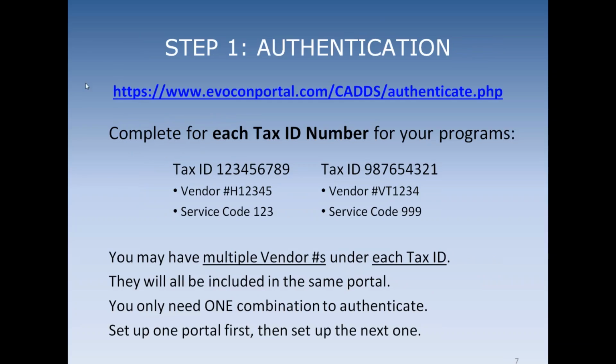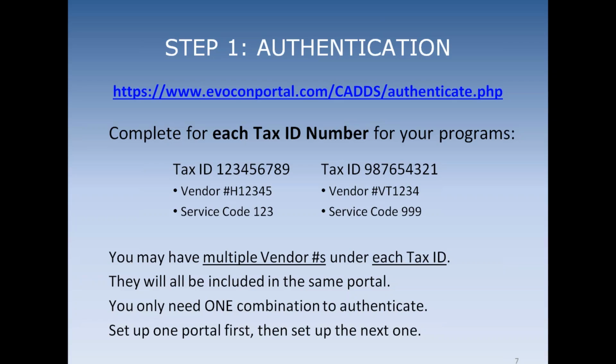So as an example, on the screen I have two tax IDs. Under each tax ID I have one program, so one vendor number and one service code. You can have multiple vendor numbers under each tax ID. I'm only showing one in each case, but you could have 6 different programs under a single tax ID. The good news is they're all included together. They'll be in one portal account under that one tax ID, and you'll be able to complete all the surveys together.